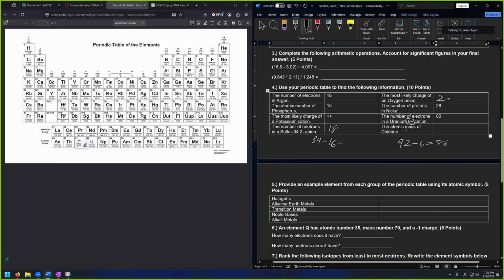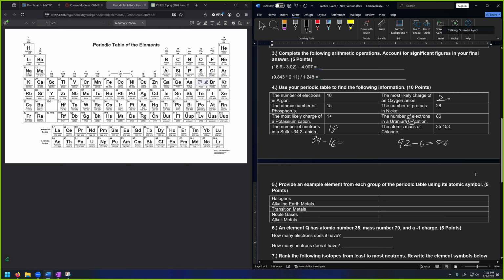And then finally, the atomic mass of chlorine. Atomic mass, that's the value given at the bottom here. So this is just making sure you understand what the word atomic mass means. You should write 35.453 if asked something similar.